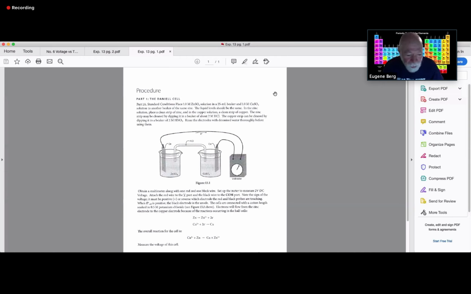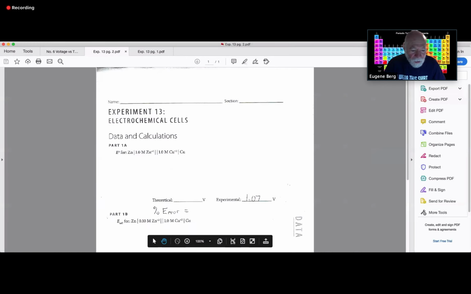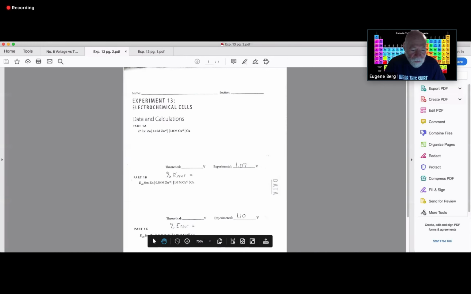Now, they've done you a giant favor because if you look below, they've actually given you the two half reactions. And you notice that would agree with your chart because zinc is a better pusher than copper. And they've also done you a favor by showing you the overall reaction. Okay, here comes the calculation part for you.